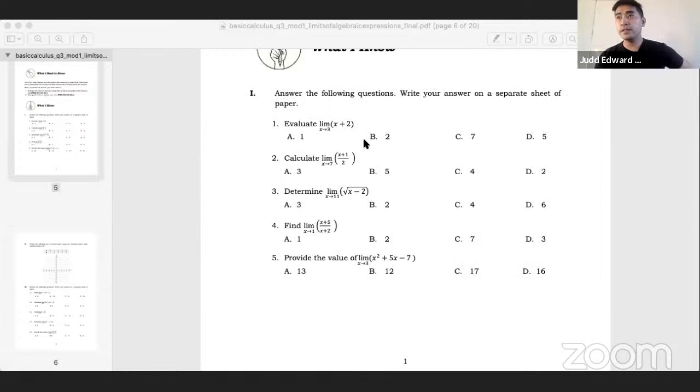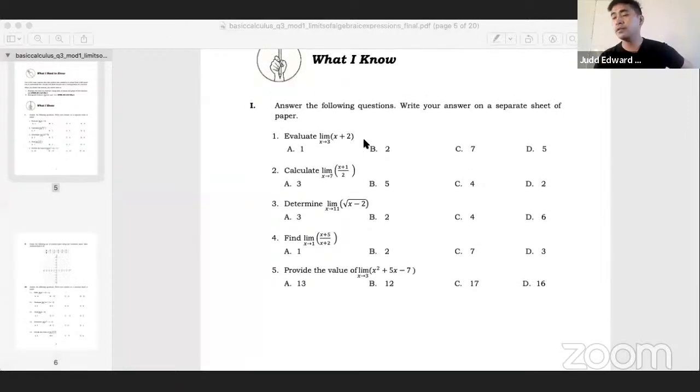Okay po, let's start answering this one, number 1. Tingnan natin if when we are evaluating limits, is it the same as just by substituting the values that is given? Okay, so we're asked here to evaluate a certain limit. But how do we read this limit? Paano ba natin binabasa yung limit na to?